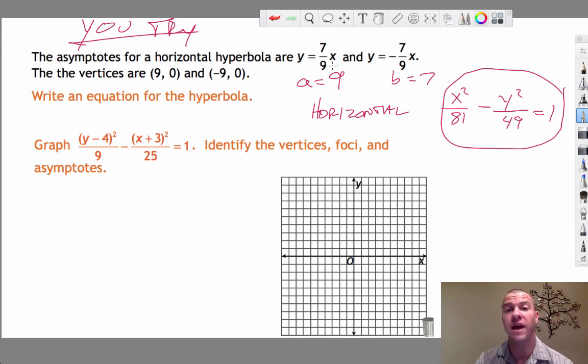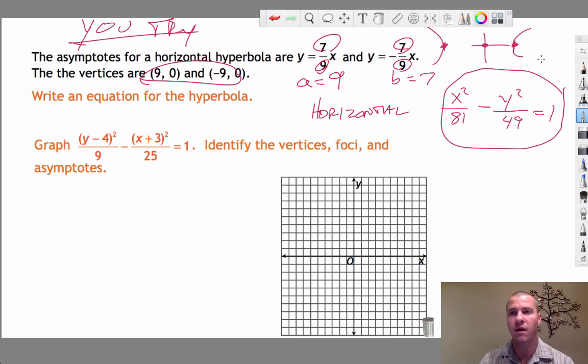For the first one, the a is going to be 9. The b is going to be 7. I know this is a horizontal because it's telling me the vertices are at 9, 0, which is over here, and negative 9, 0, which is over here, which makes the center at the origin, or 0, 0. So it's going out this way, which means the x is going to be first. The denominator is always going to be under the x. The numerator is always going to be under the y. And you make it minus because it's a hyperbola and always equal to 1.